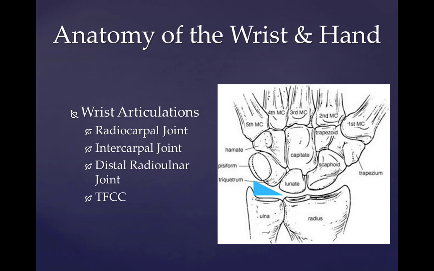The radiocarpal, intercarpal, midcarpal, carpal metacarpal, and intrametacarpal joints are often intercommunicated through a common synovial cavity. The triangular fibrocartilage complex, or TFCC, is formed by the triangular fibrocartilage disc, or TFC, the radial ulnar ligament, and the ulnar carpal ligaments.